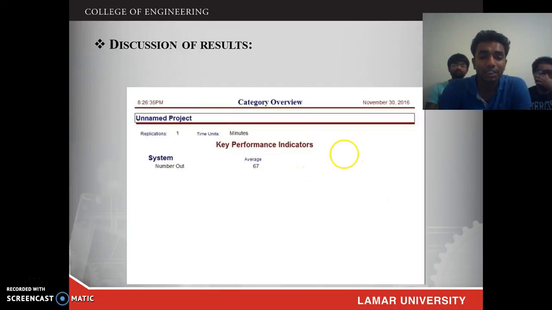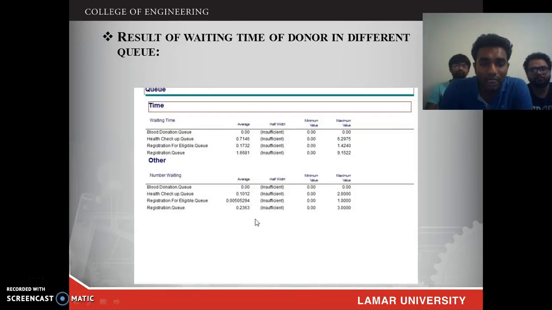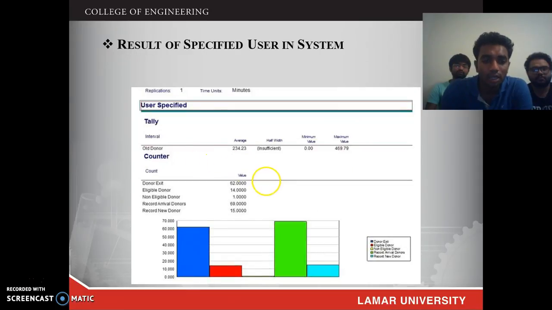Our result is 67 blood donors in our 8 hour blood donation camp. We use 2 nurses and 3 blood collectors for this original system. This is the total waiting time for donors, 2.45 on average, and the transfer time is 7.6269 on average. This is the average waiting time in different situations, like the blood donation queue, health checkup queue, registration for eligible queue, and registration queue. And this is how many donors come: 62 exit, eligible donors 14, non-eligible 1, record donor 69, and record new donors 15.